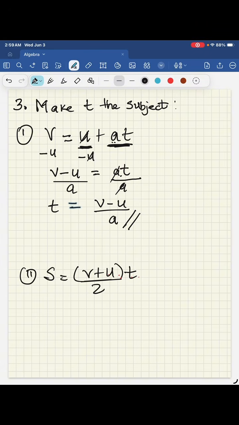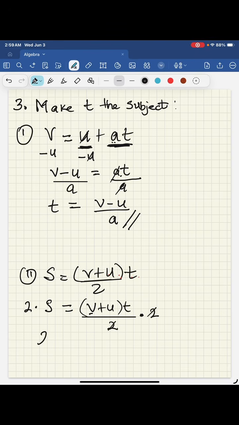The next one, again, the same thing. Now, let's rewrite this one as s equals, this is the same as v plus u multiplied by t, everything here divided by 2. Okay, so first, let's clear the denominator by multiplying this by 2, then multiply it by 2. This and this goes, we are left with 2s equals v plus u all multiplied by t.